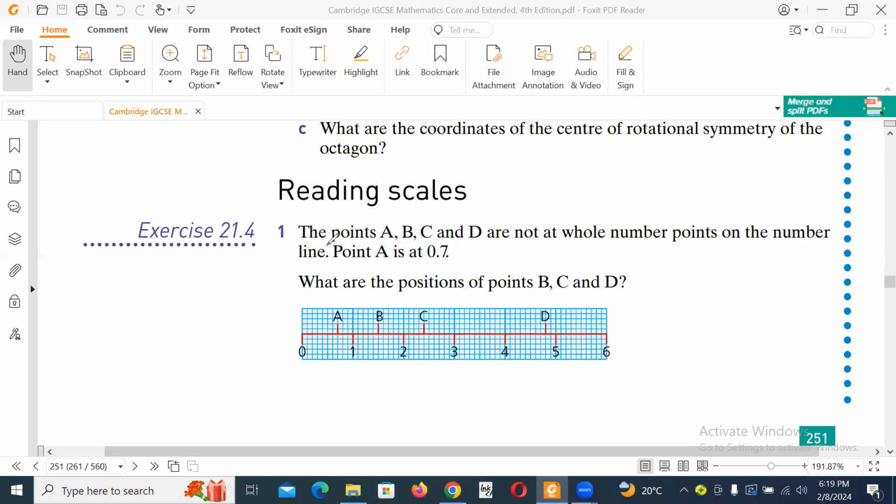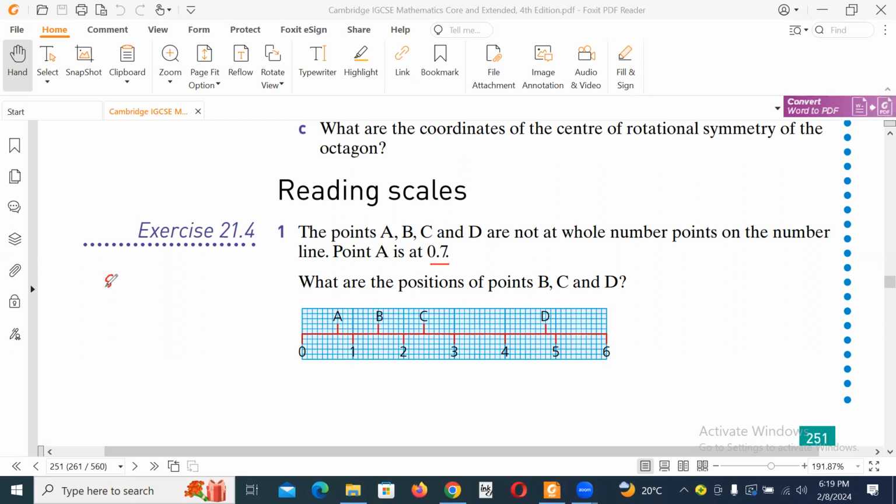If you see the first question of 21.4, the points A, B, C are not at whole number points on the number line. So point A is at 0.7. They already mentioned point A. Remember that from 0 to 1, we have how many small squares? 1, 2, 3, 4, 5, 6, 7, 8, 9, 10.